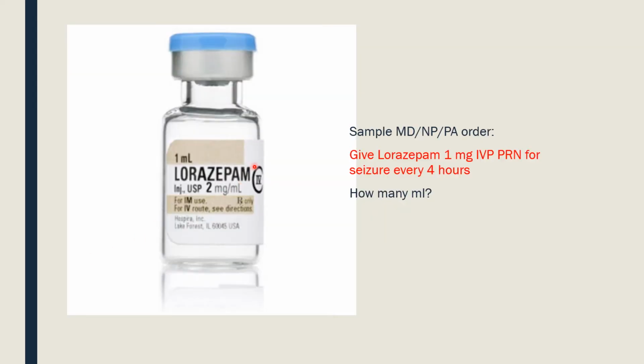Now, this is lorazepam, and I want you to think of, let's say, the healthcare provider's order is to give lorazepam 1 milligram IV push PRN for seizure every 4 hours. Now, the question is, how many mL do you think you should give to this patient? So I'll give you a minute to think about it.